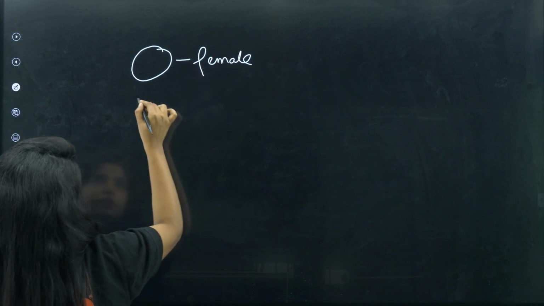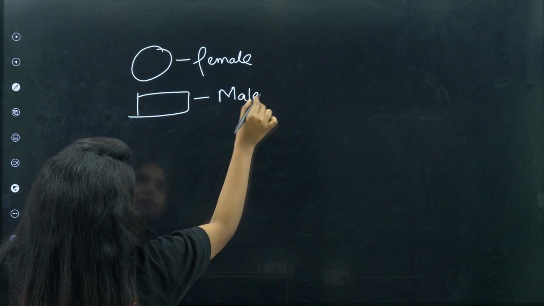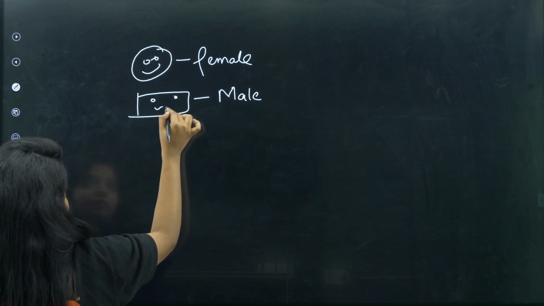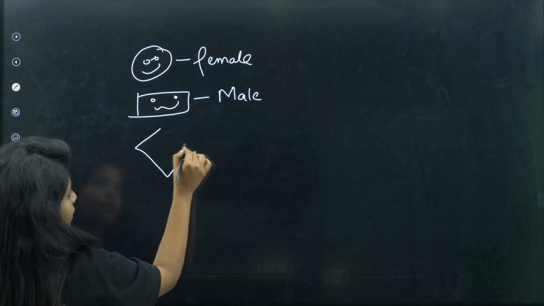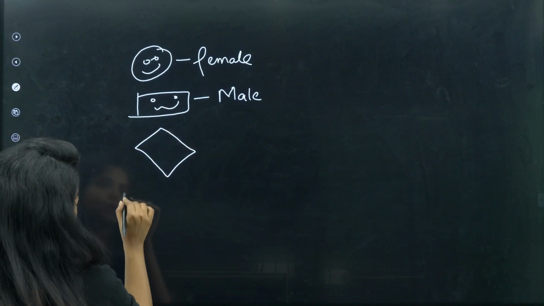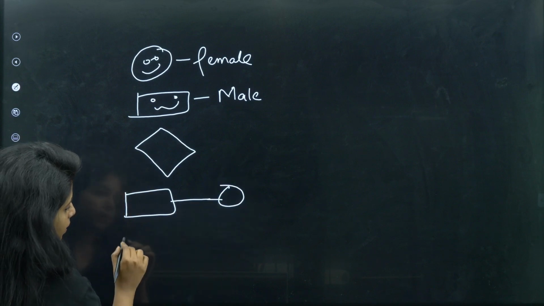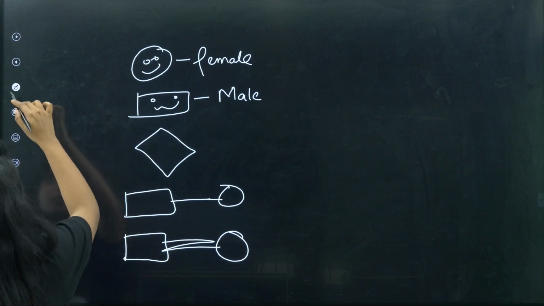Square, this is a male. Okay, you can remember round-faced female and square-faced male. Okay, and now what happened? This is when the sex is unspecified. This is when male and female have undergone mating. This is when, okay, there are only two.